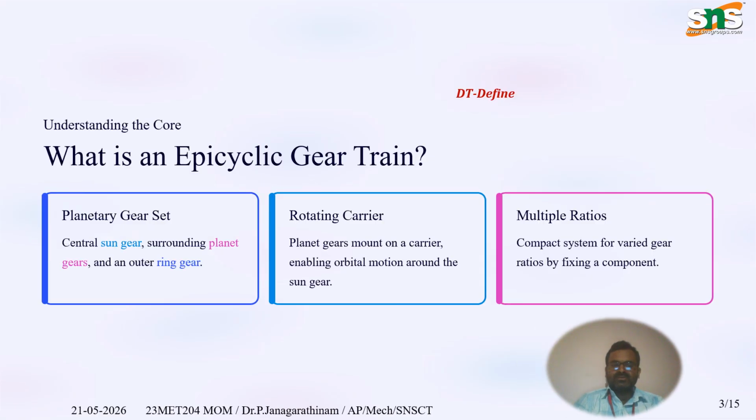First of all, what is meant by an epicyclic gear train? A planetary gear set consists of a central sun gear, surrounding planet gears, and the outer ring gear. The planet gears are mounted on a rotating carrier, enabling orbital motion around the sun gear. The planet gear rotates 360 degrees around the sun gear, which stays in an idle position. Multiple ratios can be obtained for varied gear ratios by fixing a component.